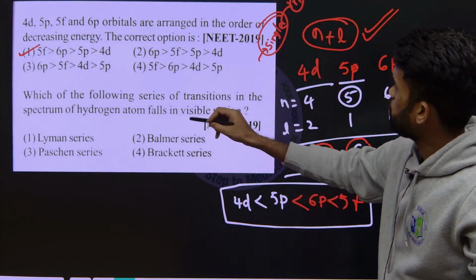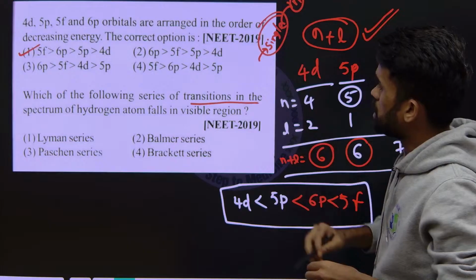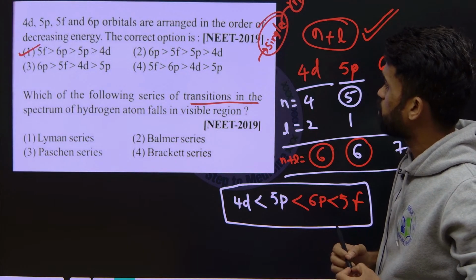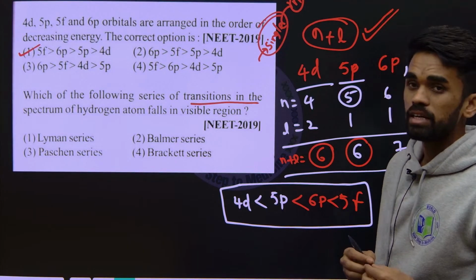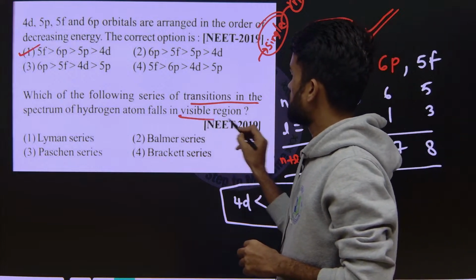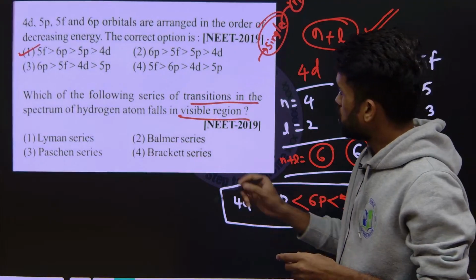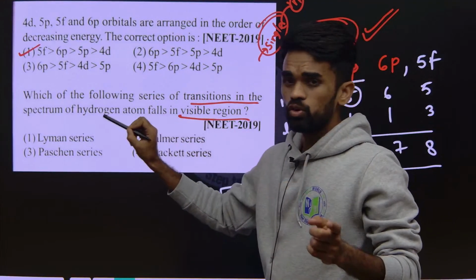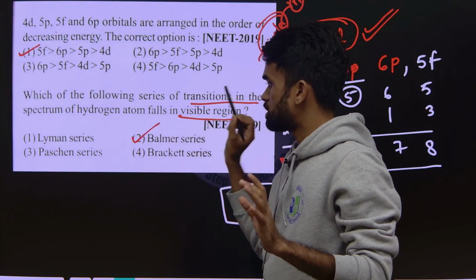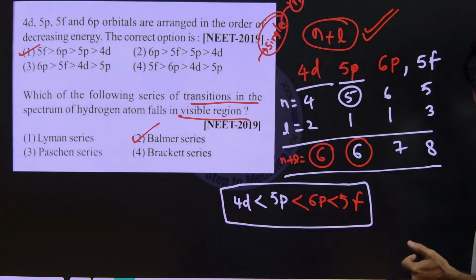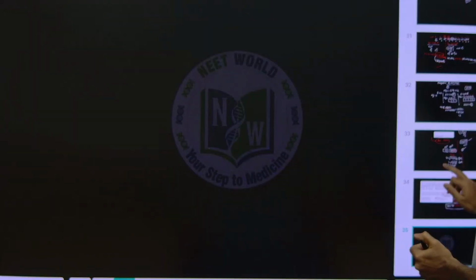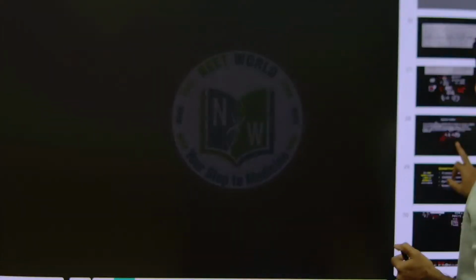Next, which of the following series of transitions in the spectrum of the hydrogen atom falls in the visible region? Yes, visible region, which one? We have already seen this type of model question. So Lyman is UV, Balmer is visible, that's it. Okay, right. Let me show you a few other questions also here.